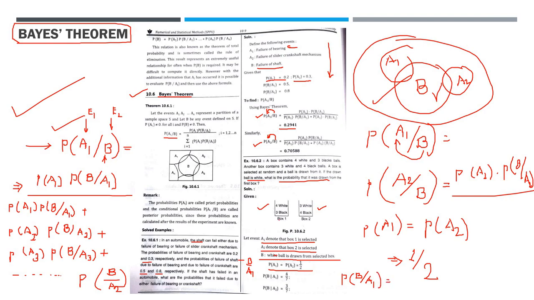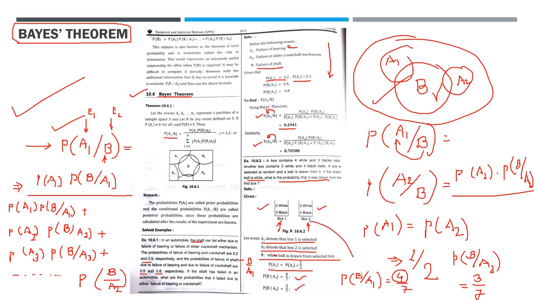So what is it from A1? We have 4 white balls here. What is the probability? 4 by 7, because the total number of balls is 4 plus 3, so out of 7, the probability of getting a white ball is 4 by 7. What is the probability of selecting the white ball from the A2 event, the second box? The second box has 3 white balls, and the total number of balls is also 7. So 3 by 7. These are the probabilities of selecting the white ball from box 1 and from box 2.